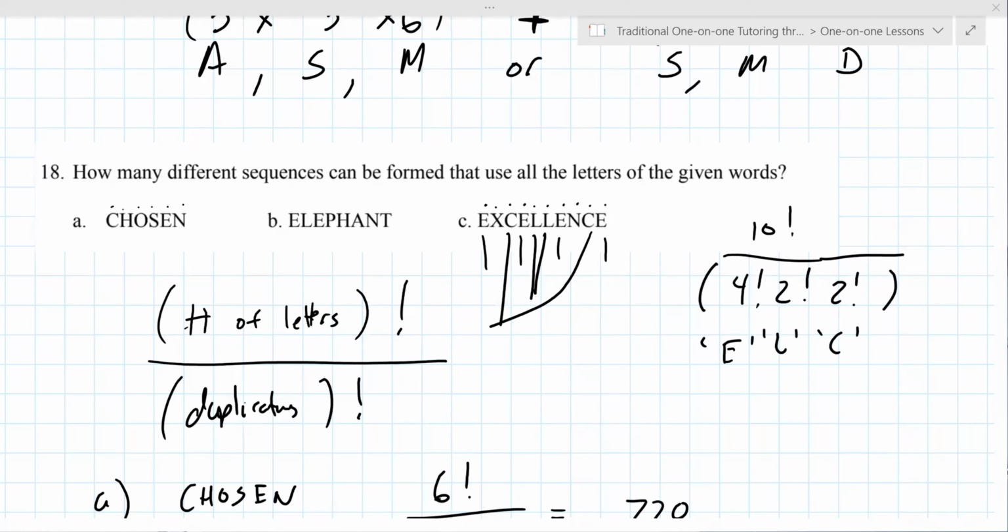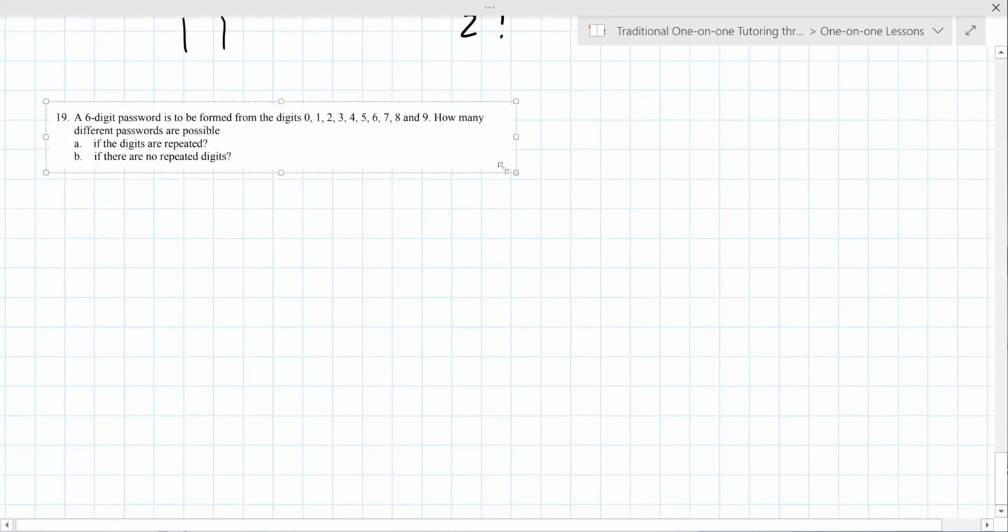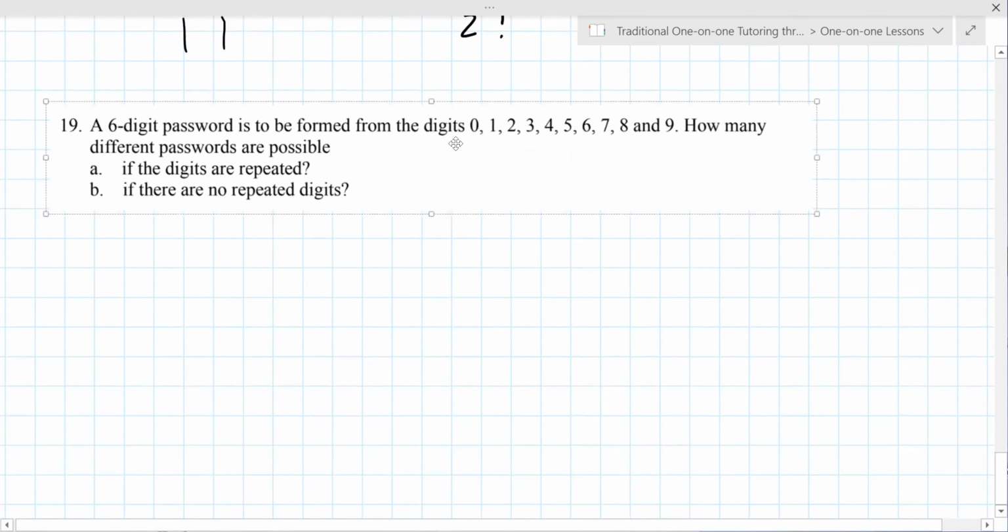Okay, simple. Can we go to, you said 19. Is that right? Yes, 19. A 6-digit password is to be formed from the digits 0 through 9. So that's 10 total. You should always count to double check because it really matters. How many different passwords are possible if digits are repeated?